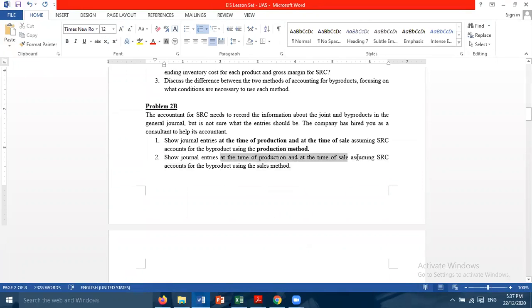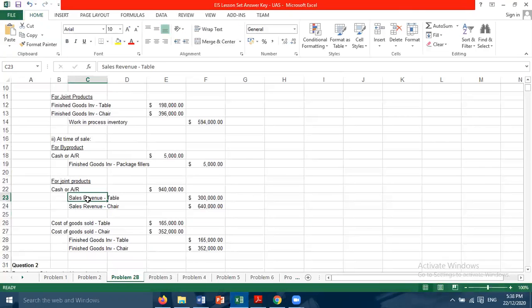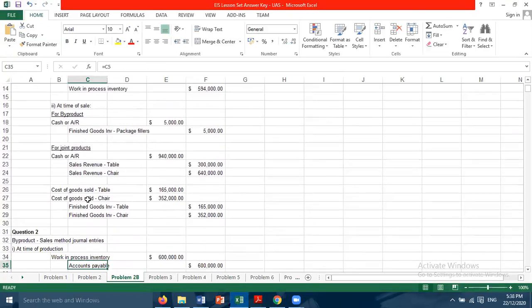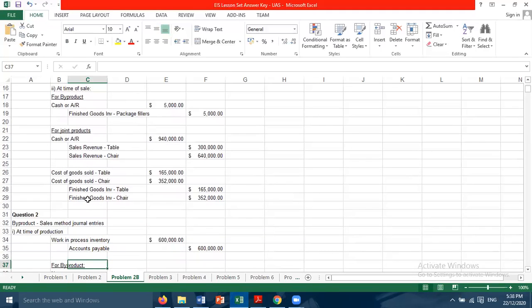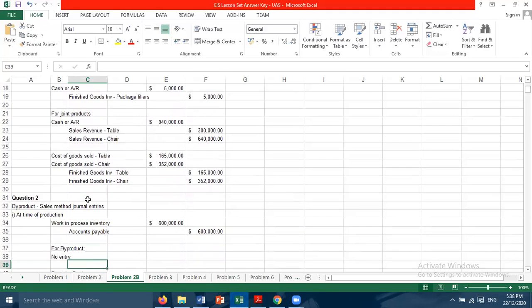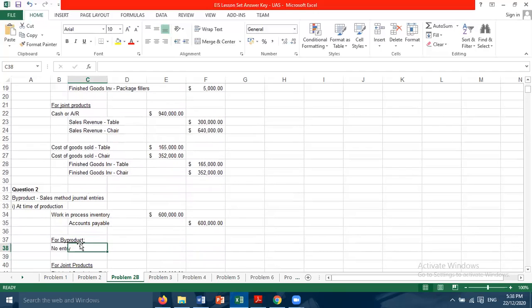Once again, the same question: at time of production and at time of sale, assuming SRC accounts for the byproduct using the sales method. Here, we journalize this based on the sales method. Unlike the production method, when we acknowledge byproducts using the sales method, it means that we don't acknowledge the byproducts during the time of production.